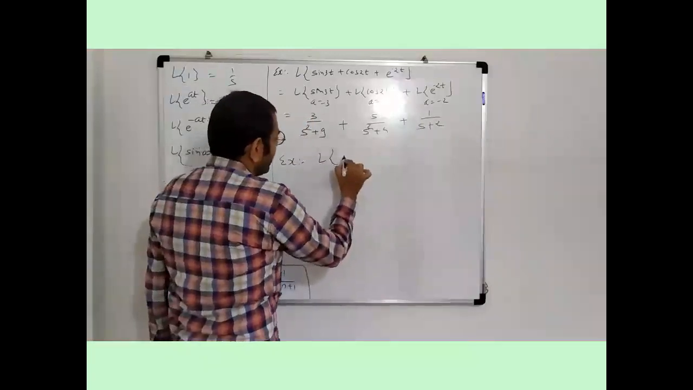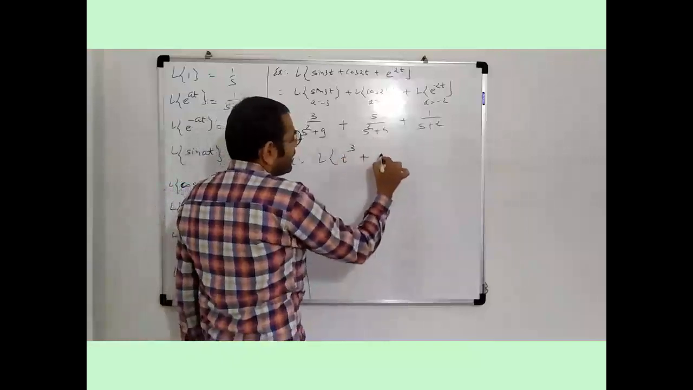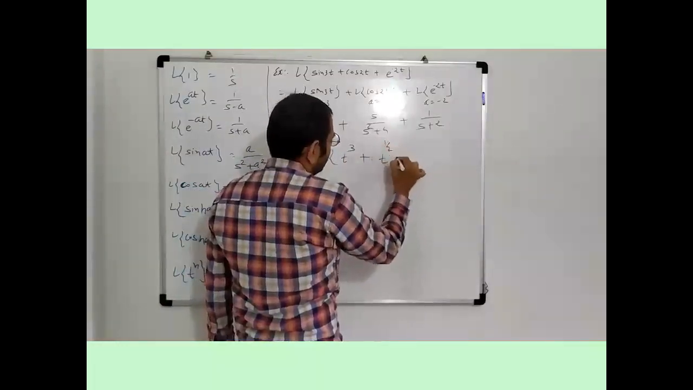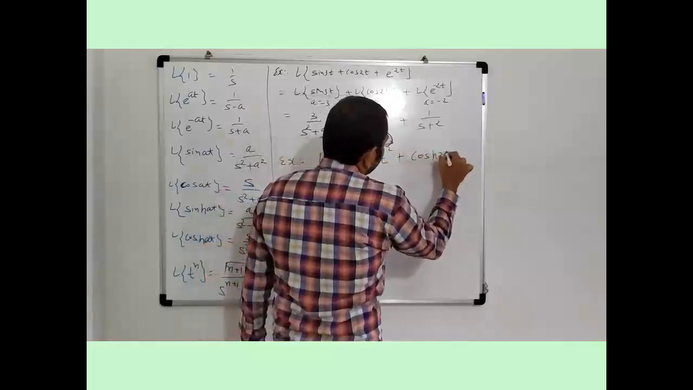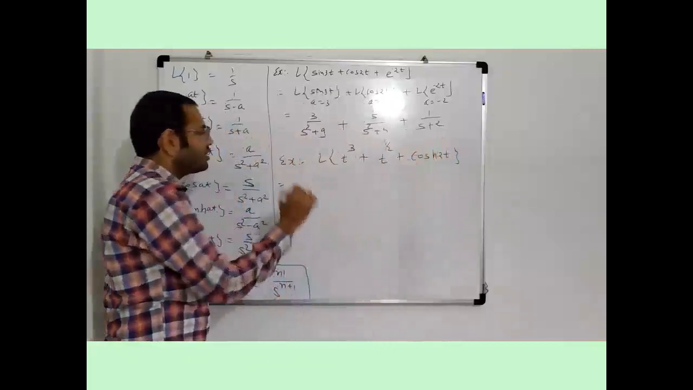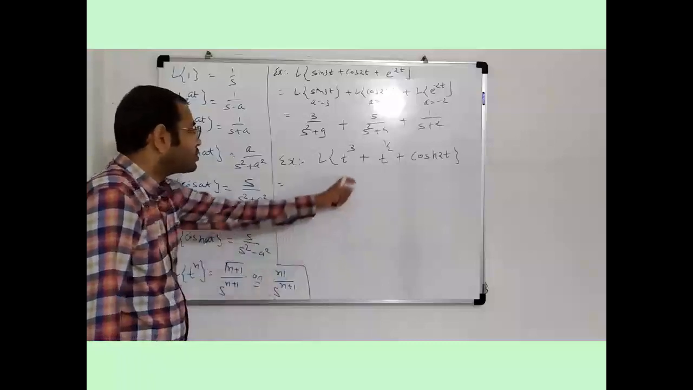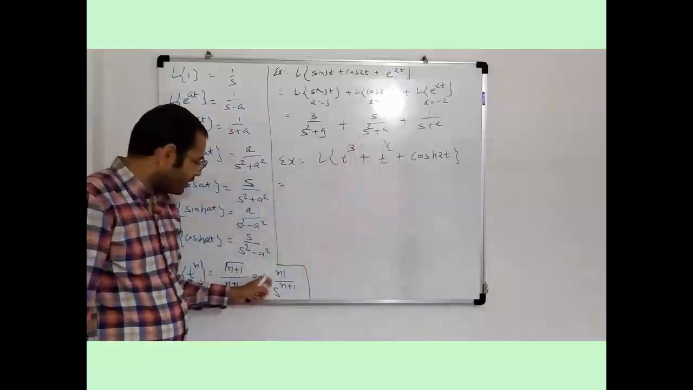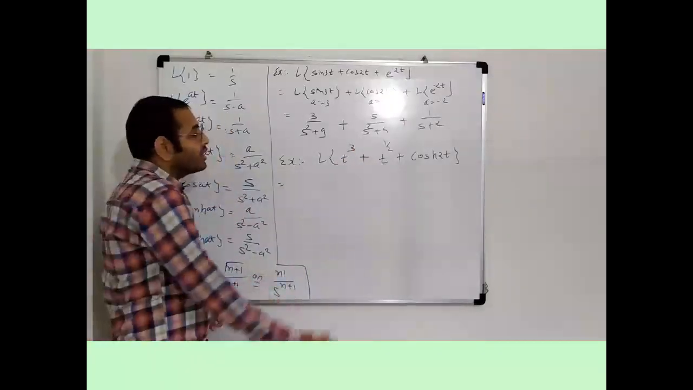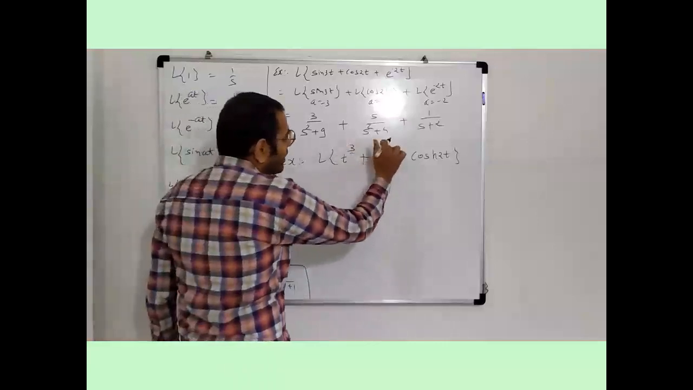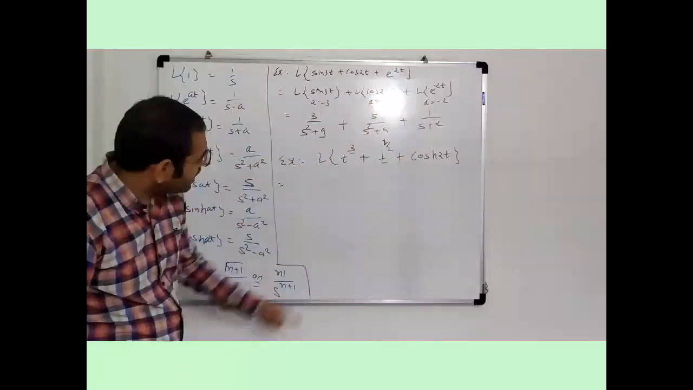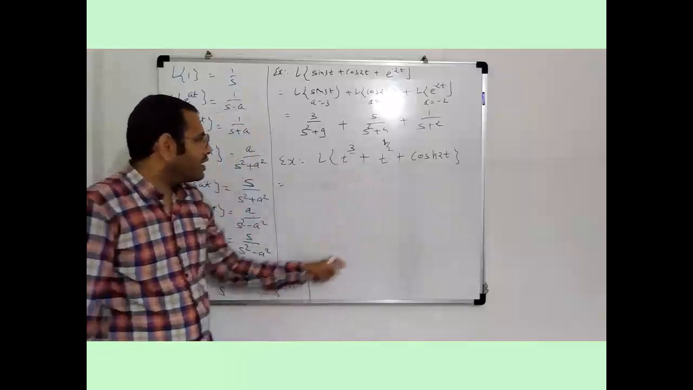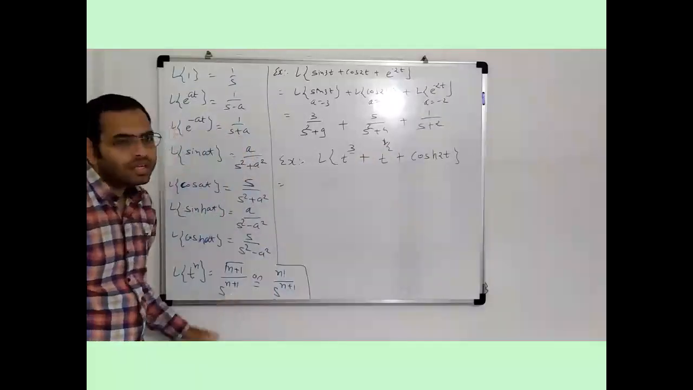Next example: Laplace of t raised to 3 plus t raised to 1/2 plus cos hyperbolic 2t. In these terms, first we use the formula for t raised to n: gamma n plus 1 upon s raised to n plus 1, or n factorial upon s raised to n plus 1. The first term has an integer power, and the second term has a fractional power. If t is raised to an integer power, we use the factorial formula. If t is raised to a fractional power, we use the gamma formula.